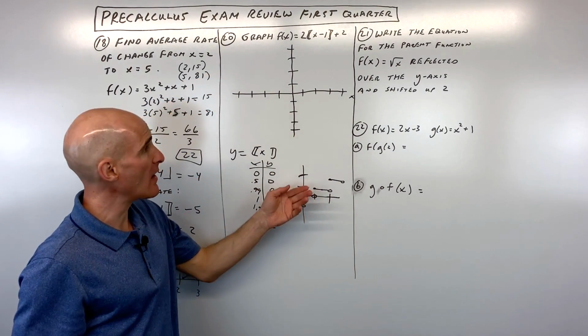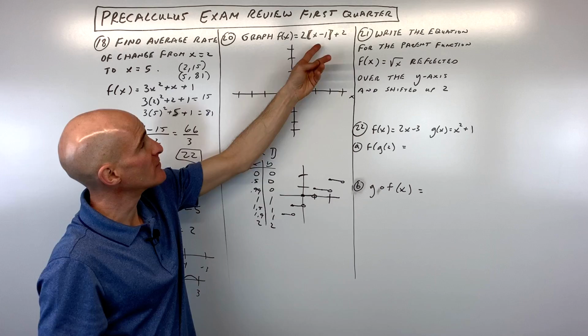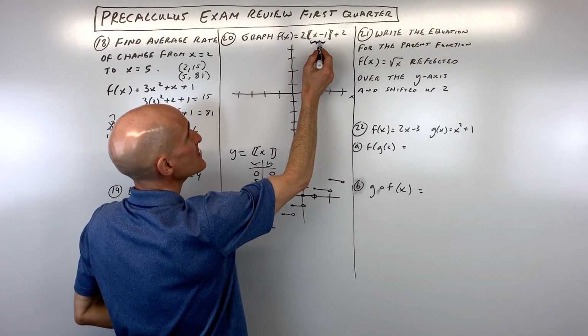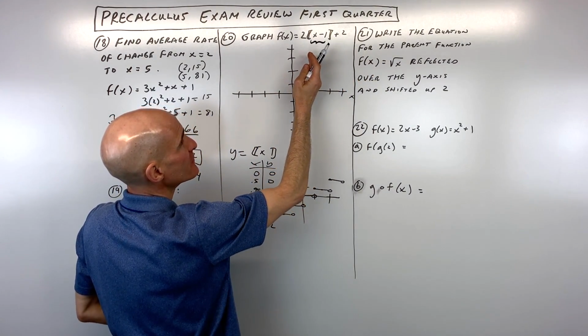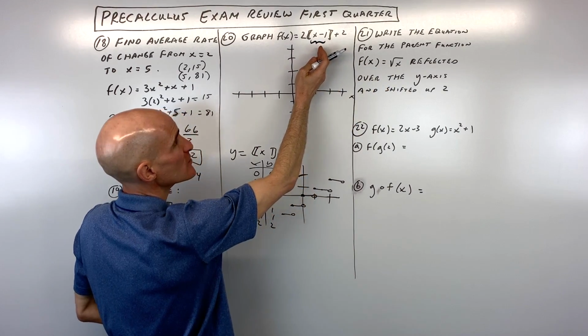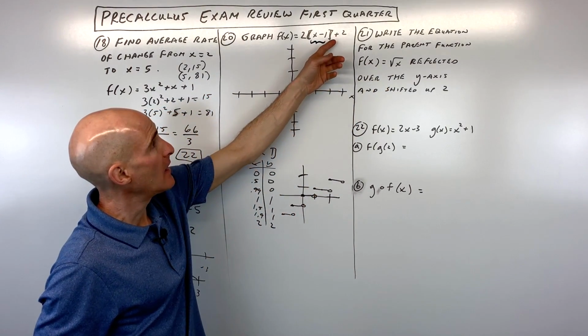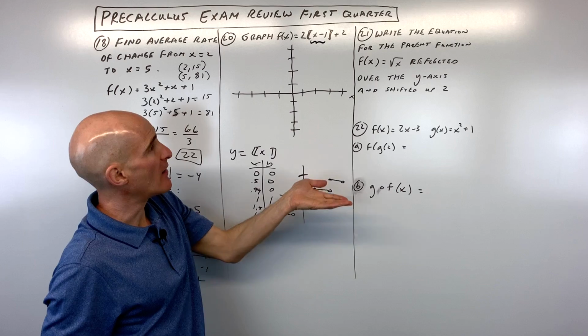So it's doubling the y values. And this is going to be shifting the graph right 1. See the minus 1, the one grouped with the x has the opposite effect. So minus 1 is going to the right one. If it was plus 1, it would go to the left one. And this value here, the 2, is going to shift the graph up 2.